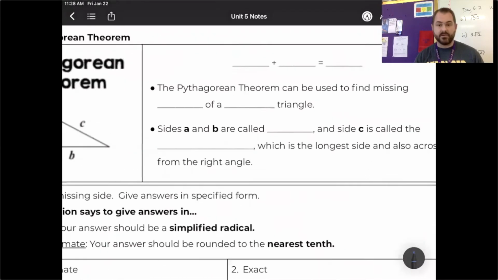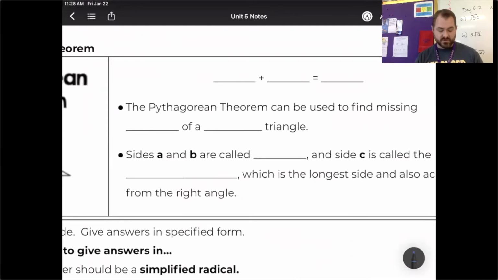But the Pythagorean Theorem states the equation, you guys always remember, a squared plus b squared equals c squared. That's all fine and good, but we need to remember what those apply to and what those things actually mean. So the Pythagorean theorem can be used to find missing sides of a right triangle. Okay? And so understanding A, B, and C as sides of the right triangle is going to be helpful here.